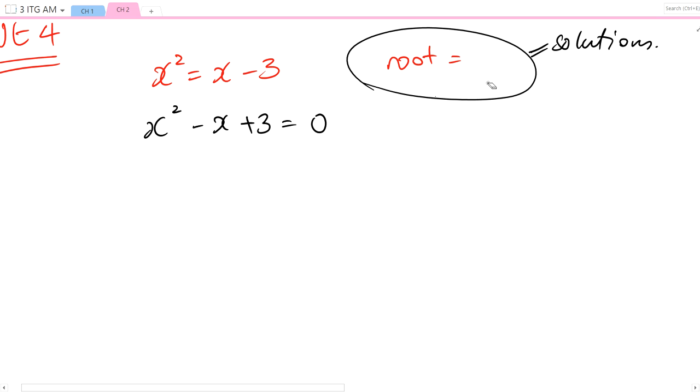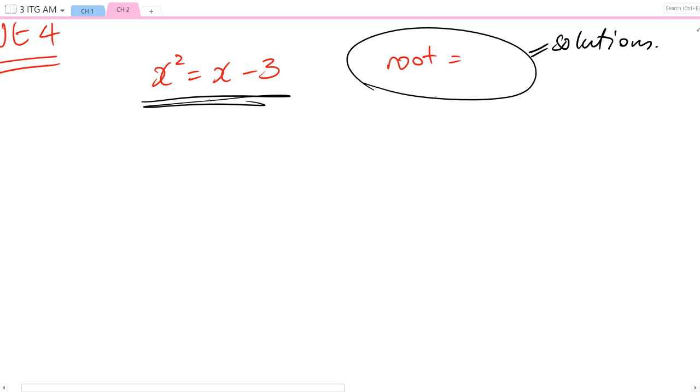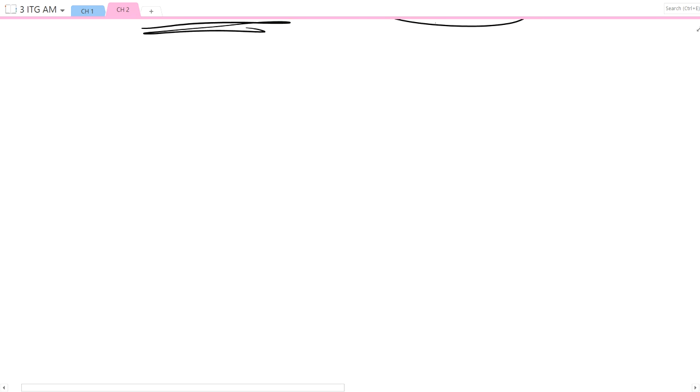If I say that the root is, okay, let me try solving this first. X squared minus x plus 3 equals to 0. X equals to 1 plus minus square root 1 minus 4. Okay, there are no real roots for this, so I am unable to use this equation to explain what I mean by the solutions. Let me give you another example.